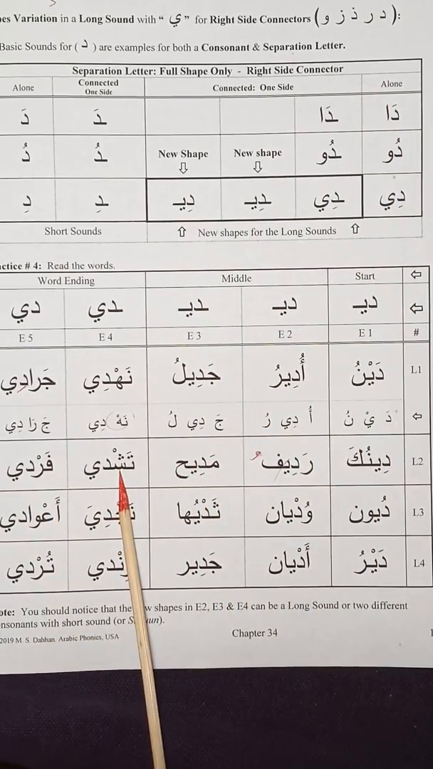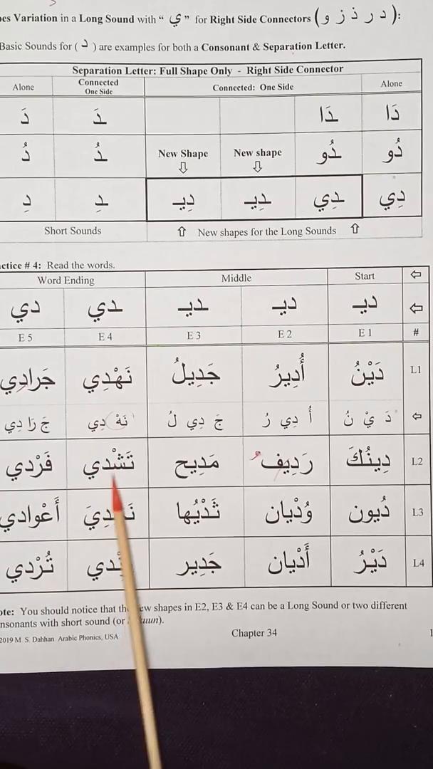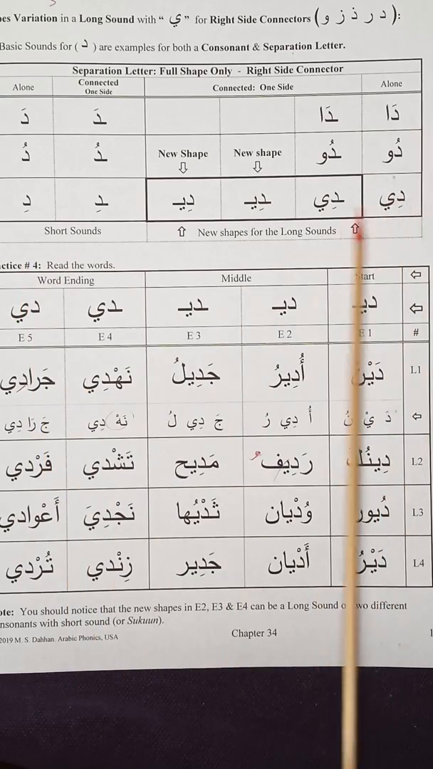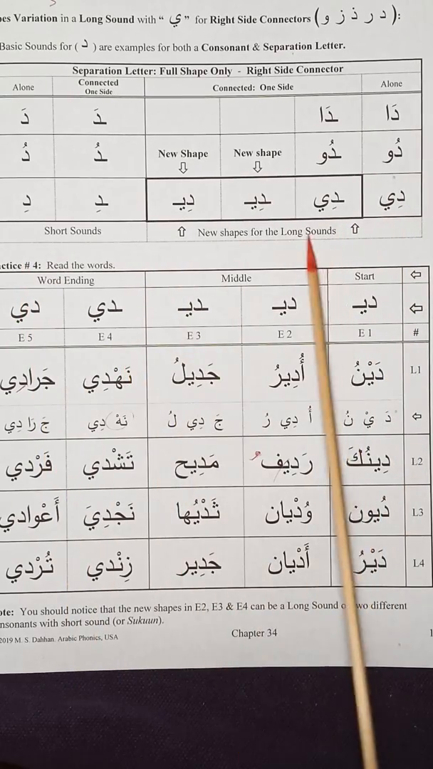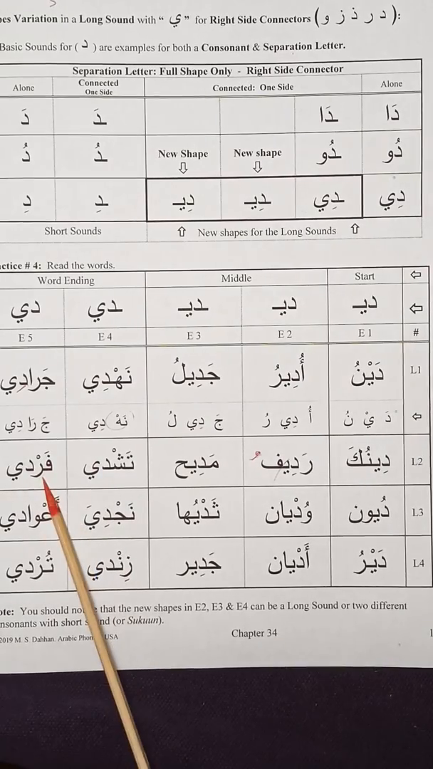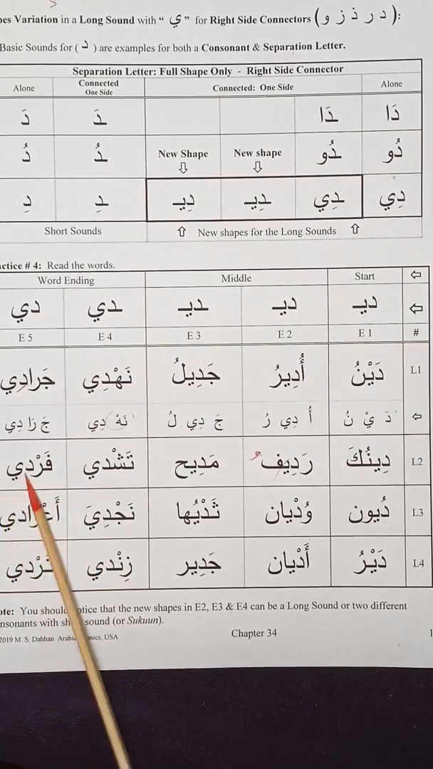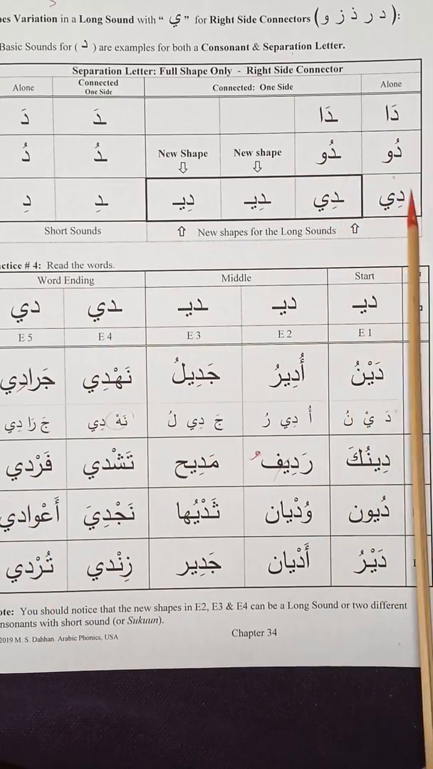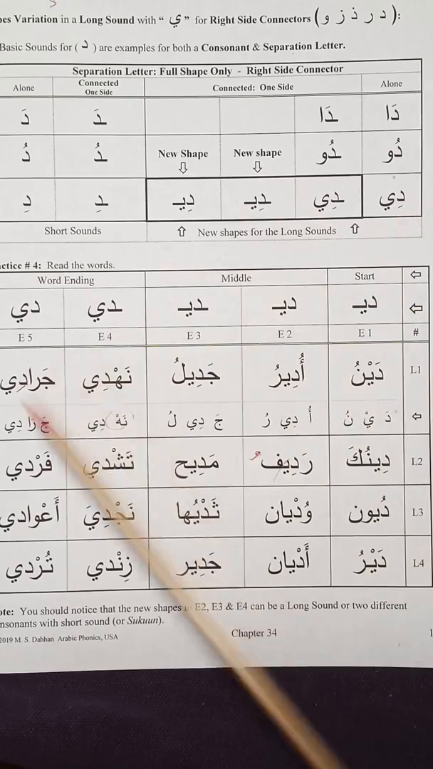Here, tash, one syllable. Then D. This one looks exactly like this one, and it is a long sound like that one. Tash D. All right, like this one, like nah, D. Same thing. Here, far D. The same thing. This one is like the traditional one. You already know that one. Here, this one is exactly like this one. Line 3.